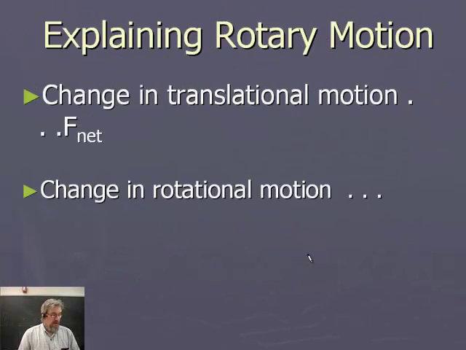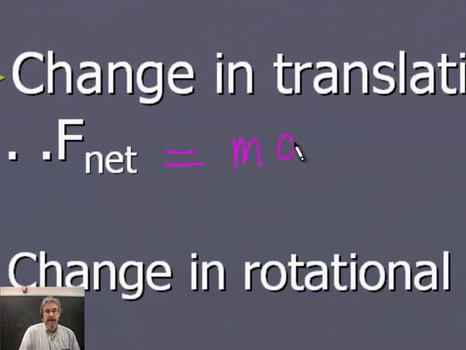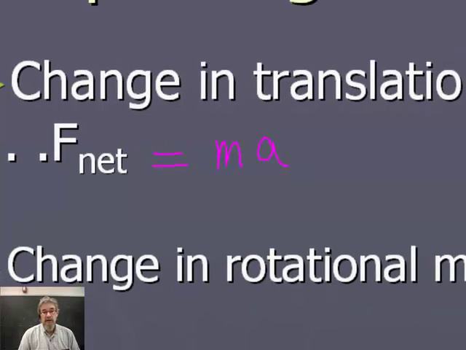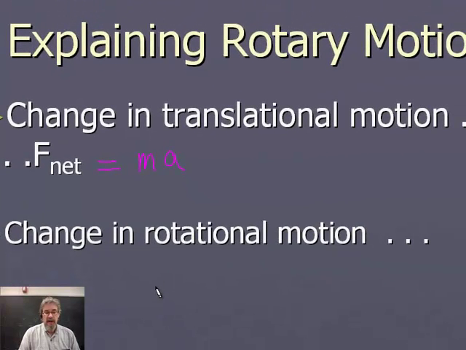per square second. Well, we know for translational motion that the F net, the net force, translates to an acceleration through this equation. F net equals m times a. Would it be also true to say that torque net is equal to m times alpha? Would that be true? Is there a direct analog there?